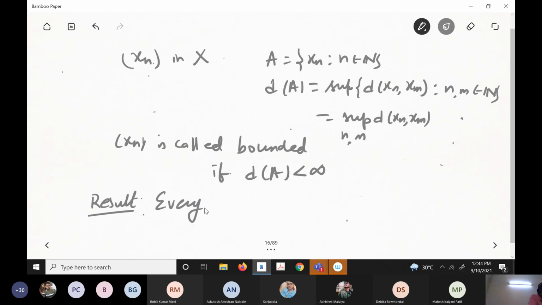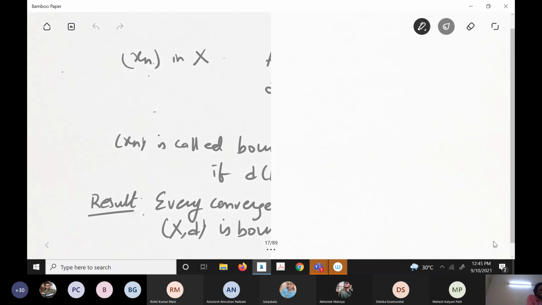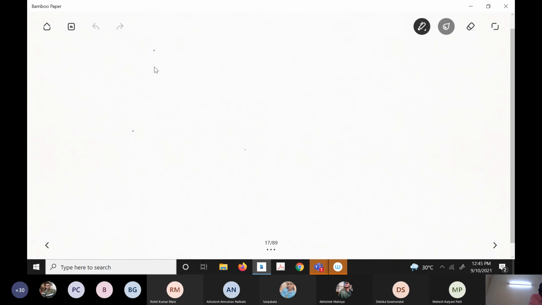So the first result is that every convergent sequence in a metric space X is bounded. But a bounded sequence need not be convergent. Like R with the usual distance is a metric space. There we have seen that a bounded sequence need not be convergent. In fact, just see that.